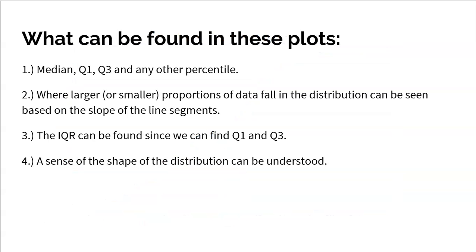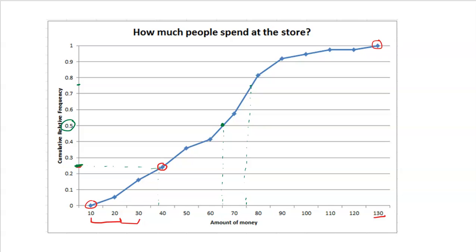All right, so the other thing that we could see in one of these plots is where a larger or smaller proportion of data fall in the distribution, and this can be seen based on the slopes of the line segments. So for example, we see a really big slope from $70 to $80. A big change. Well, that shows that there's a large percentage of data in that bin.